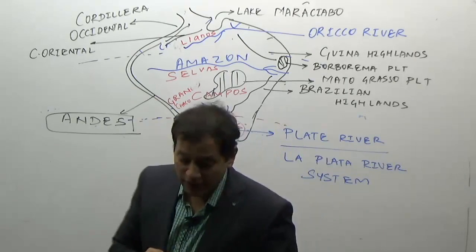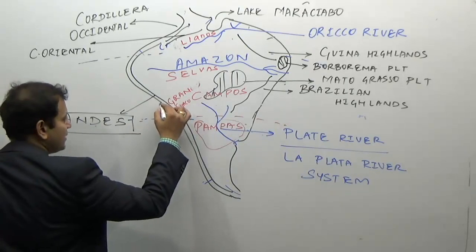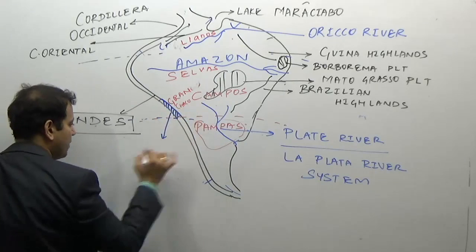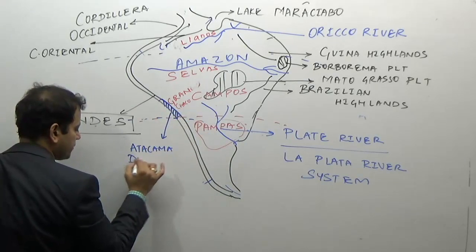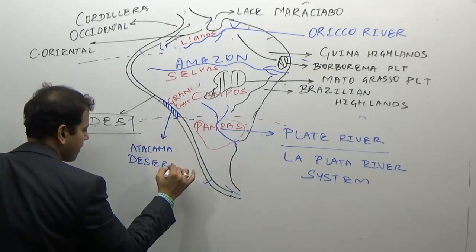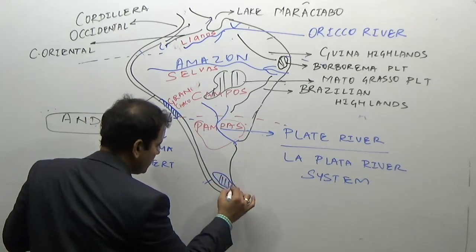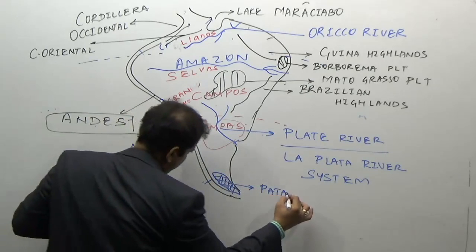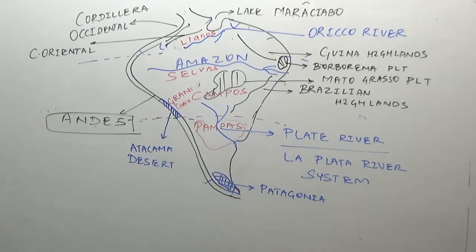Also, if we try to look at the deserts here, you will find there is the driest desert in the world, known as the Atacama Desert. And there is a cold desert known as the Patagonia Desert.